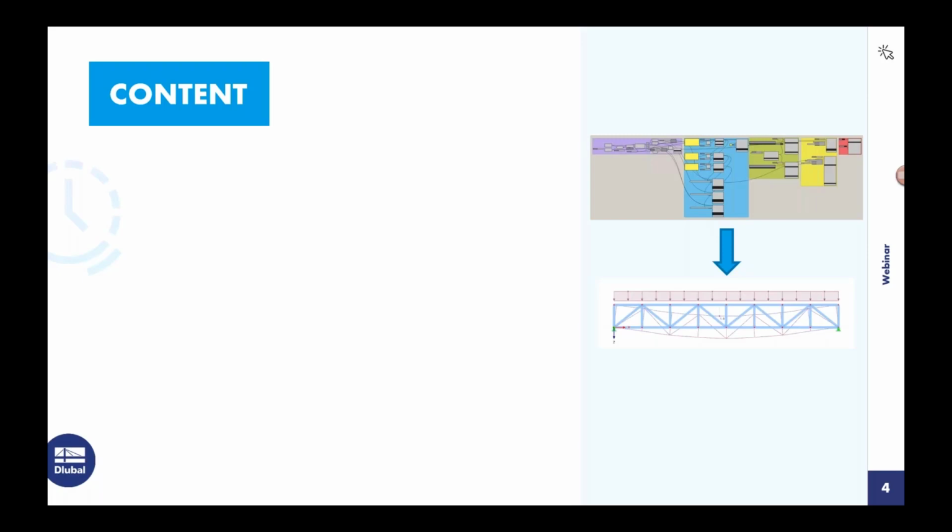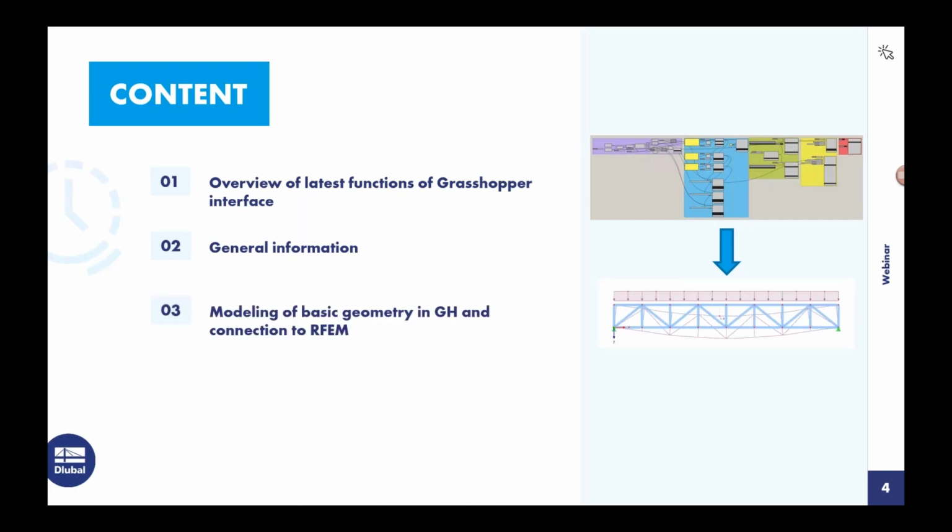Let's have a look at the schedule for today. First, I'd like to start with an update on the latest implementation we developed for the Grasshopper interface, and then I'd like to show some basic information about the installation and the interface itself. After that, we create a basic geometry in Grasshopper, define all necessary model and load data, and export it to RFEM.